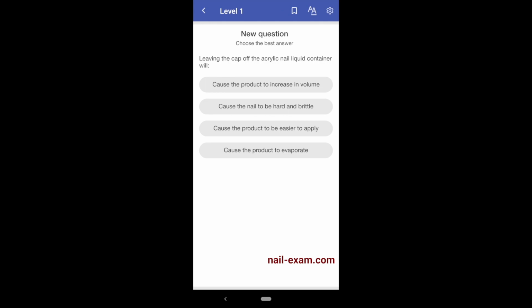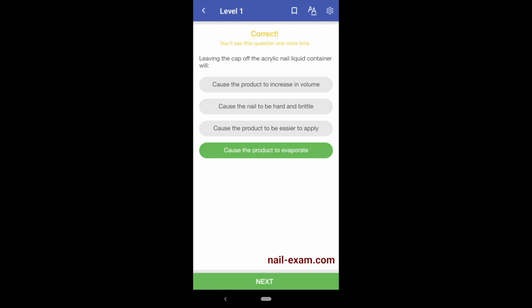Leaving the cap off the acrylic nail liquid container will: A. Cause the product to increase in volume. B. Cause the nail to be hard and brittle. C. Cause the product to be easier to apply. D. Cause the product to evaporate. The answer is D.